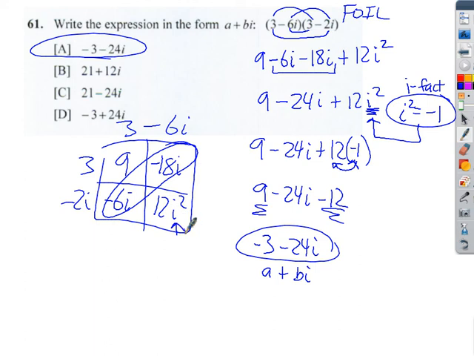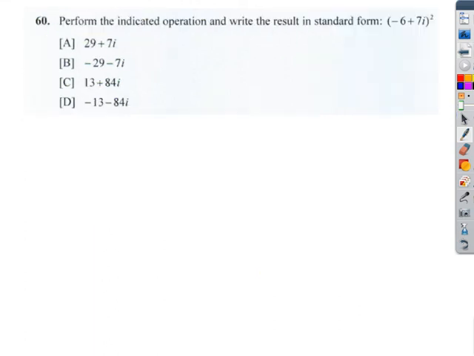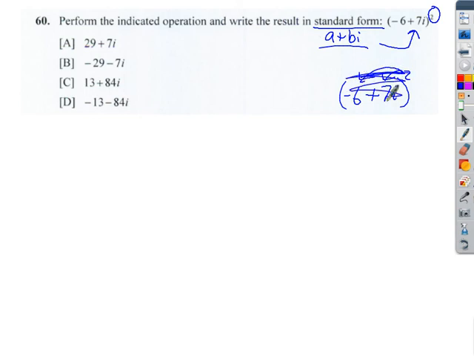All right, moving right along. Perform the indicated operation and write the result in standard form. When they say standard form, they're saying a plus bi. That's all they're talking about. All right, this one, it almost looks like it's already there. But did you notice this? Some people, not you, but some people try to take that square and apply it to both things in here. Well, that's not what it's saying. When they said -6 plus 7i squared, they meant to multiply it times itself.